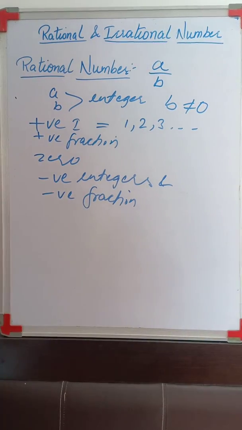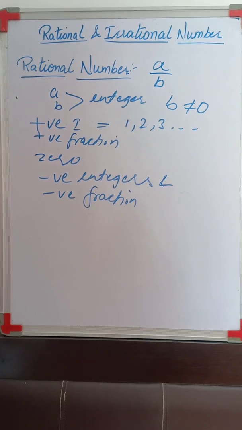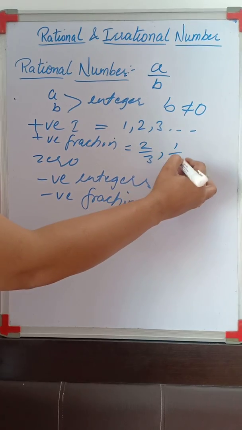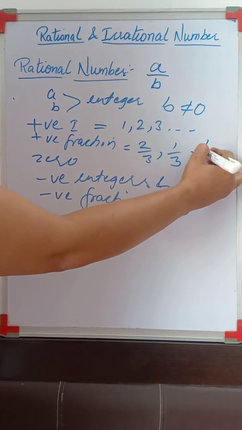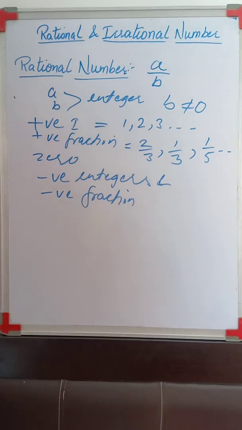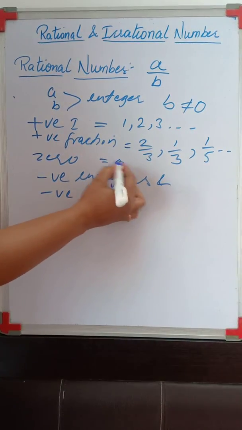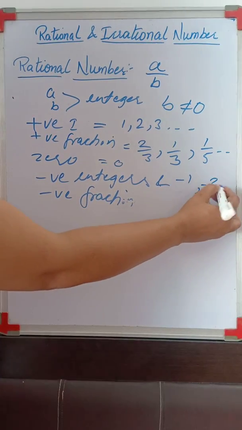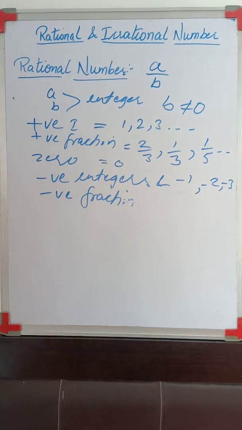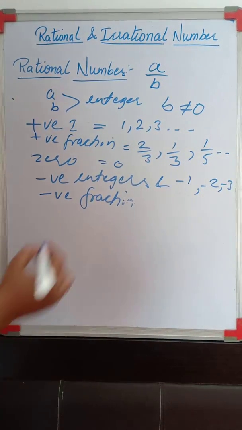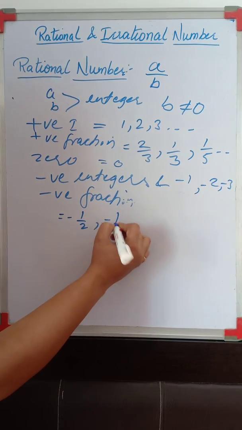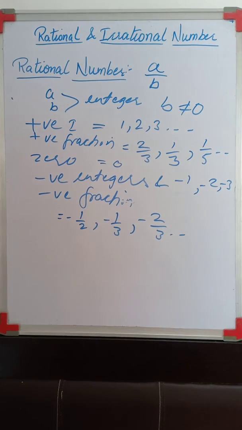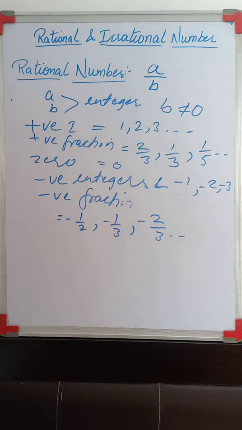So these can be written in the form of a upon b, like 1 upon 1, 2 upon 1, 3 upon 1. Positive fractions like 2 upon 3, 1 upon 3 or 1 upon 5 and so on. 0 is also a rational number. Negative integers like -1, -2, -3 and so on. And last I said negative fractions, for example -1/2, -1 upon 3, -2 upon 3, all these are rational numbers, right? So it is clear what rational numbers are.